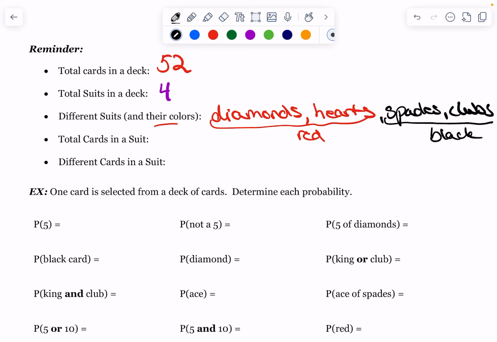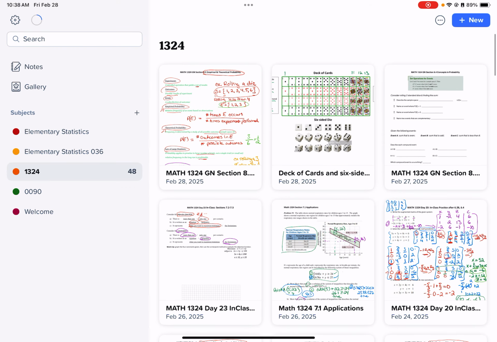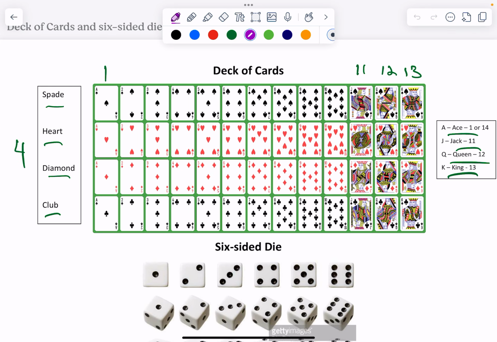Okay, next one. Total cards in a suit, 13. 1 through ace through king, which is 13. Different cards would be ace, which is 1. Then number cards 2 through 10. We've got the jack, we've got the queen, and we've got the king. So all of these can again be seen on this one here.